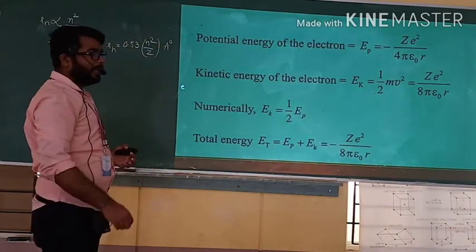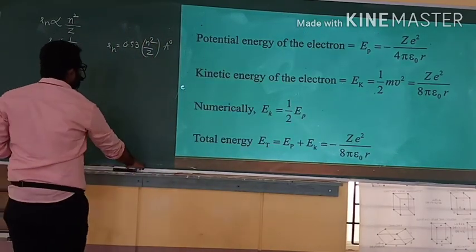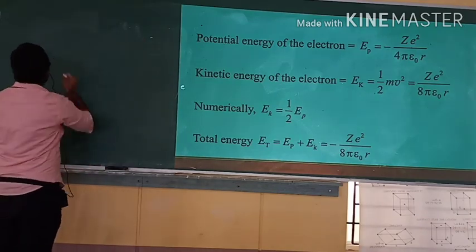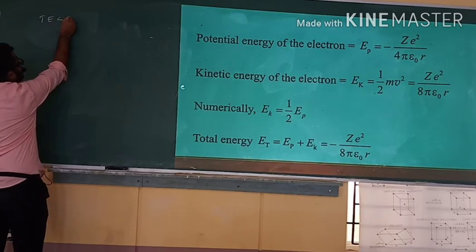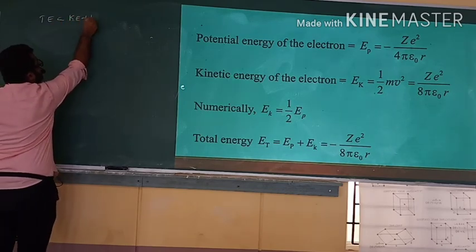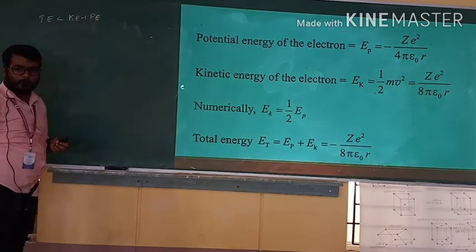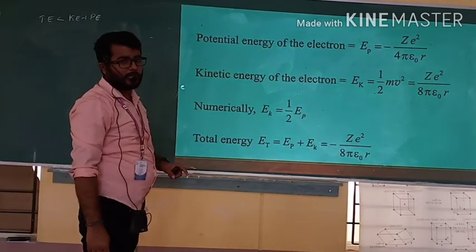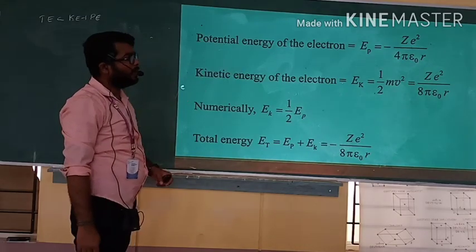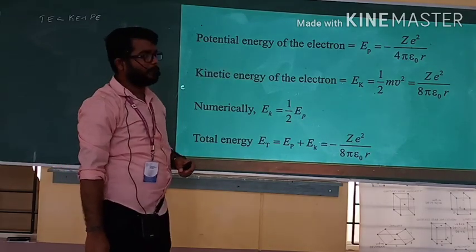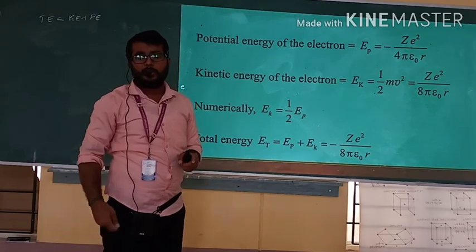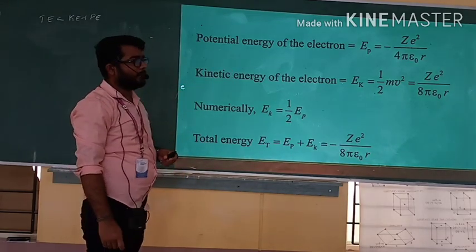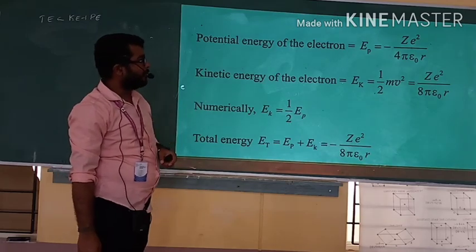So next one, the energy of the electron. To find the energy of the electron, the total energy is given by the sum of kinetic energy plus potential energy, as we found. The potential energy of the electron is given by this equation: EP is equal to minus Z square divided by 4 pi epsilon R. Again, if you look at the derivation in the regular class video, you will see how the derivation came.